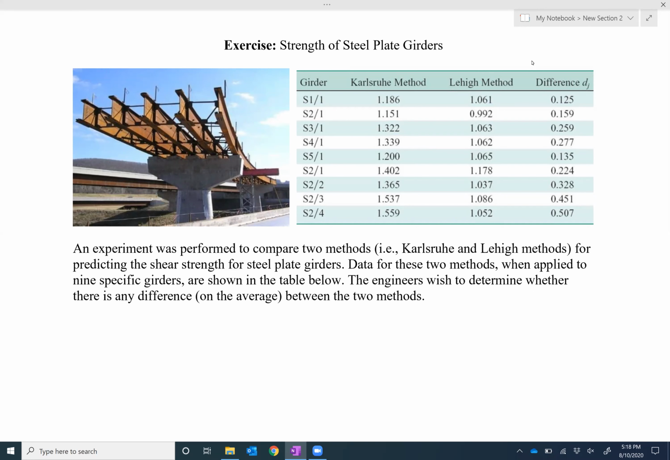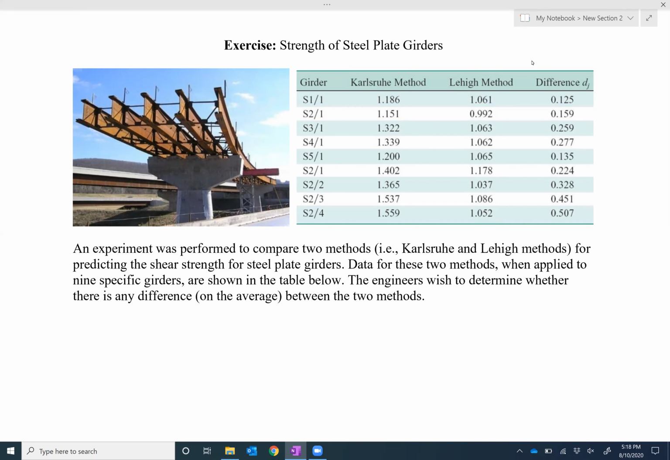So an experiment was performed to compare two methods, Karshuhi and Lehigh methods, for predicting the shear strength for steel plate girders. Data for these two methods, when applied to 9 specific girders, are shown in the table above. The engineers wish to determine whether there is any difference between these two methods.